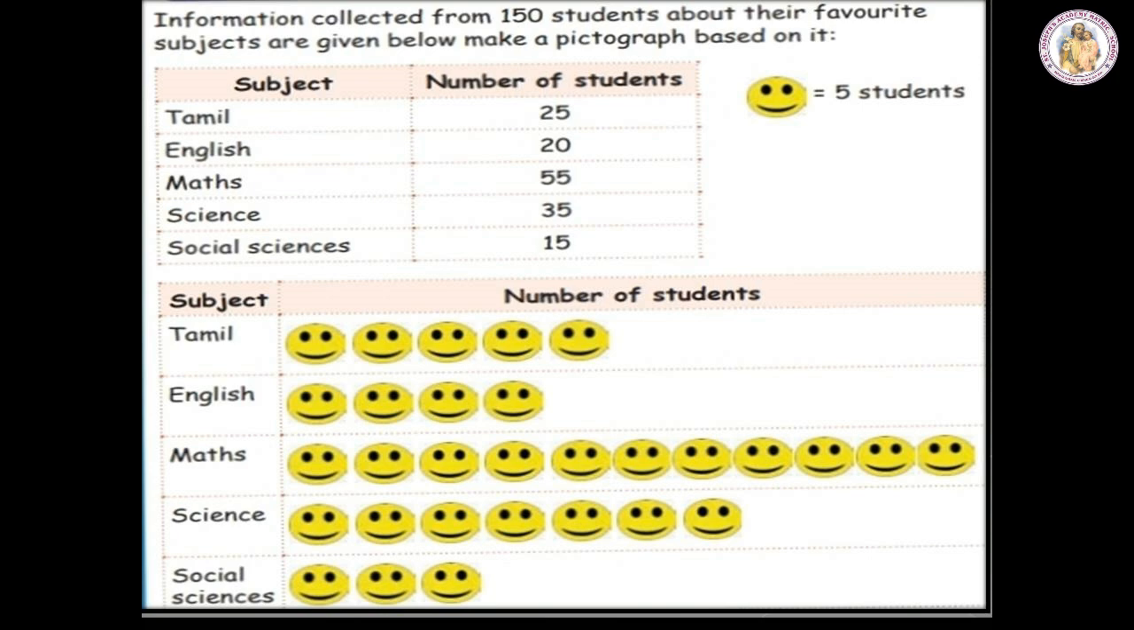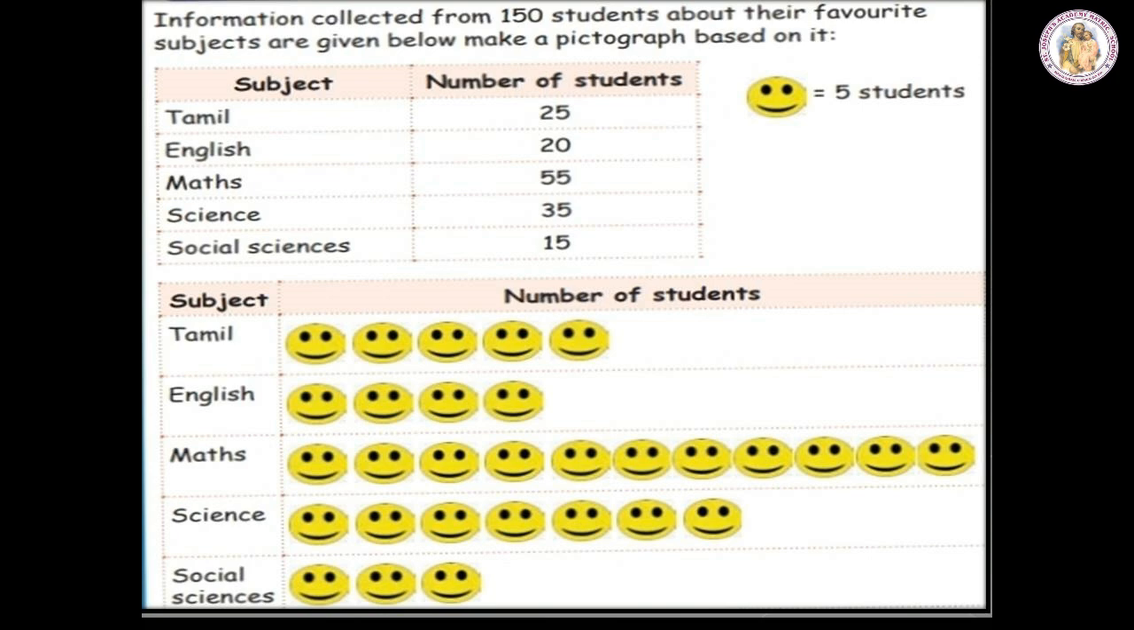Let us allot for the Tamil subject. They have given totally 25 students. So 1 equals 5. 5 5s are 25. Very good. There are totally 5 balls. In English, 5 4s are 20. So totally how many balls are there? That is 4.